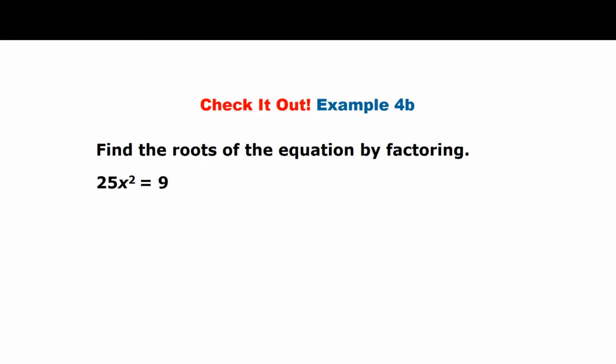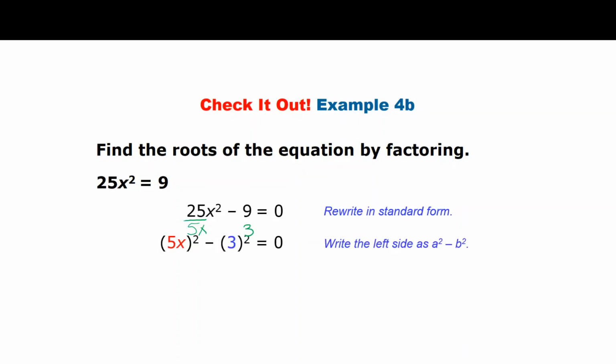All right, so once you have tried it on your own, we look at this, and again, the very first thing we do is rewrite it in standard form. Looking at this, I noticed that 25 is a perfect square of 5, and x squared is a perfect square of x, and 9 is a perfect square of 3. So I can write the left side as a squared minus b squared. And once I've done that, then it's easy to factor. It's going to be 5x plus 3, 5x minus 3.